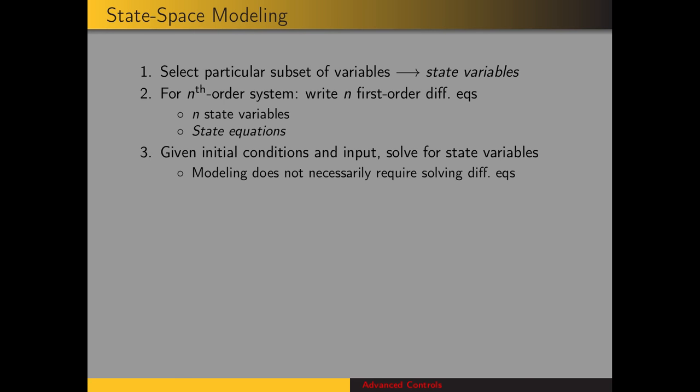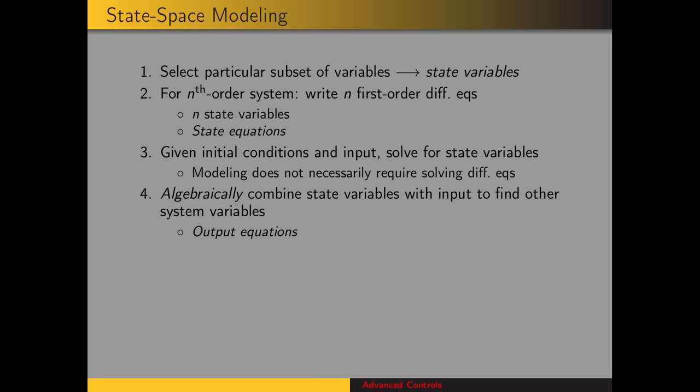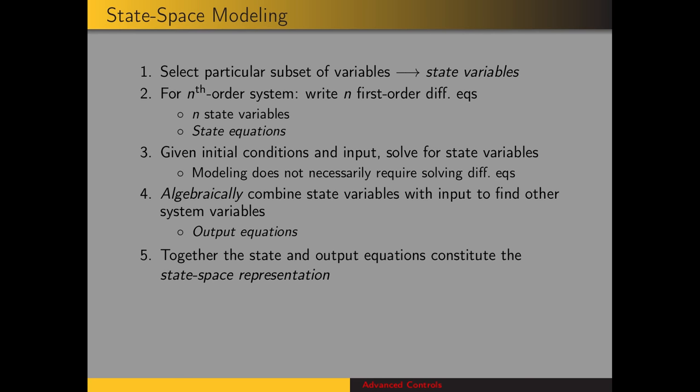In one of the examples, we will go ahead and solve for the state variables given the initial conditions and the input. If we're just looking at modeling, that doesn't necessarily involve solving the differential equations. But for a state space representation, we do algebraically combine the state variables with the input to find the other system variables. These equations giving the other system variables are known as the output equations. Once we've done this and we have the state and output equations, we get what's called the state space representation.